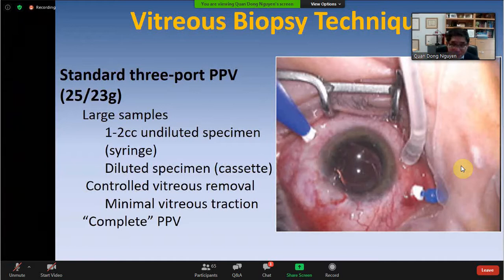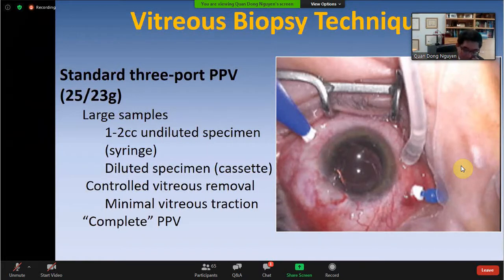Because of that, it's not easy, but we try our best to get a certain amount of the undiluted specimen, and then send it for flow and for cytology, because you want the best chance to get the diagnosis. And then the diluted specimen, which is what is in the cassettes, is what we send to microbiology to do the initial testing. And as we mentioned before, we want to do a very complete vitrectomy so that you can get as much as possible. And if you see things on the surface of the retina, we carefully try to get that as well.